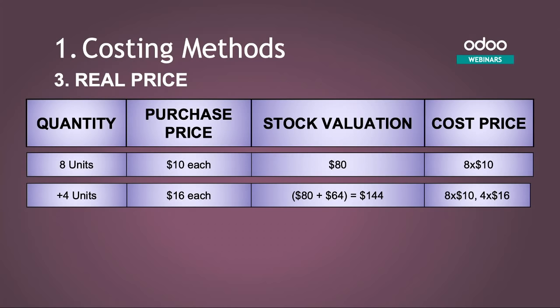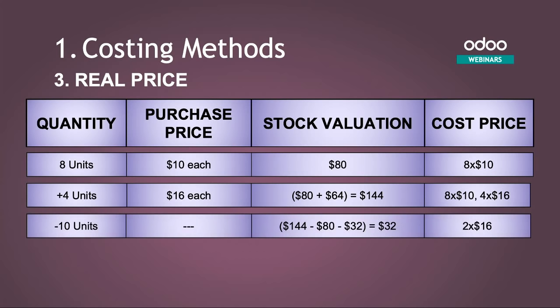But this time the cost price is broken down by the 2 different prices of these units based upon the batches. And because of the removal strategy, what Odoo will do is say, okay, so when you sell 10 units, it will take 8 units at $10 and then it will take 2 units at $16. So it will give you a remaining valuation of $32. I'm sorry.